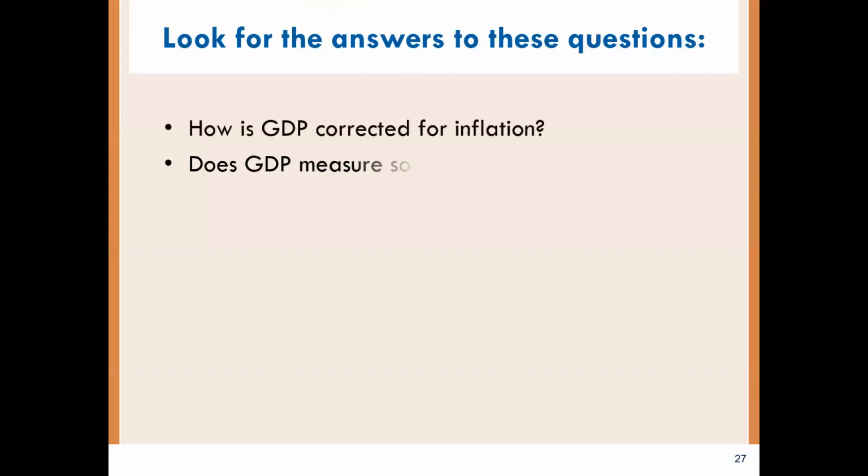In this part, we'll seek to answer two main questions. The first one is, how is GDP corrected for inflation? And the second, does GDP measure society's well-being?